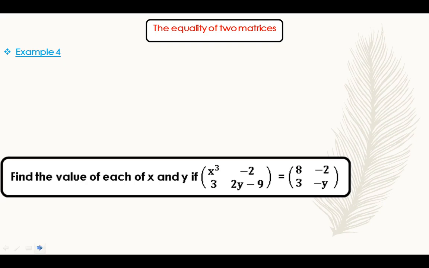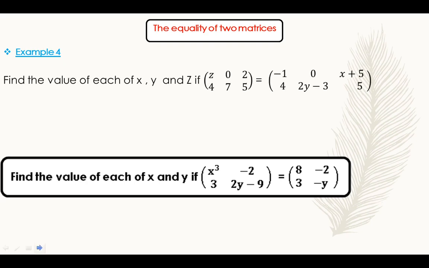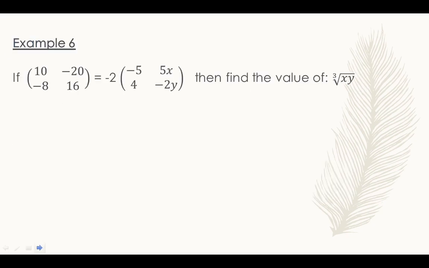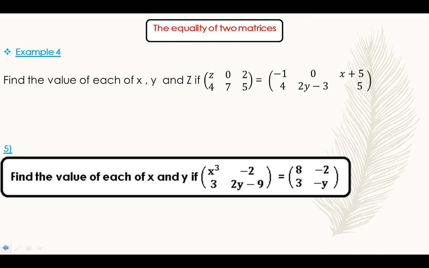Definition: the equality of two matrices. So what is the equality of two matrices? Two matrices are said to be equal if they have the same order.